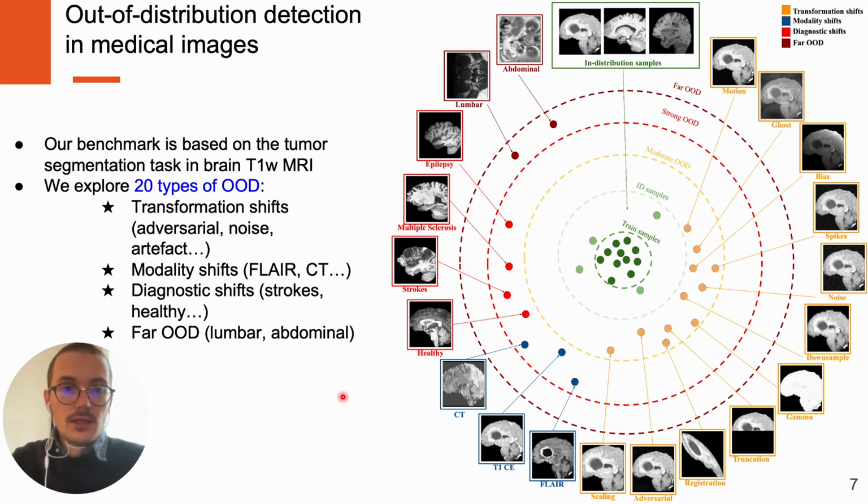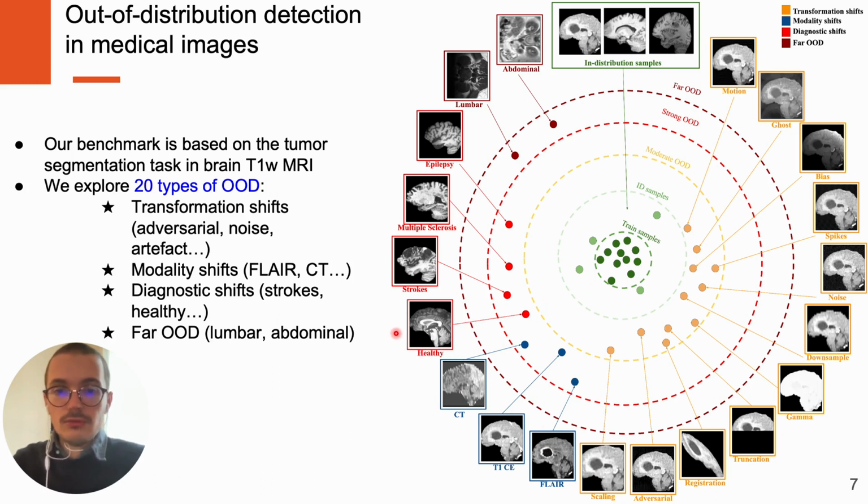To compare them, our benchmark is based on the tumor segmentation task in brain T1 MRI, and we explore 20 different types of out-of-distribution. The first category is transformation shifts, where we inject a noise or artifact inside the input image to make it out of distribution. The second type is modality shift, where the input image has not the correct modality. For instance, a CT scan instead of a MRI, or a FLAIR sequence instead of a T1 sequence.